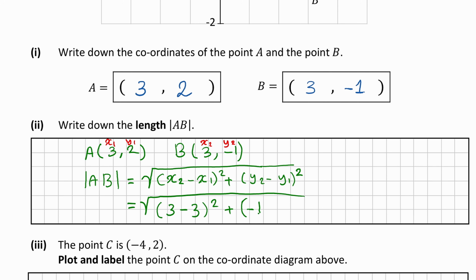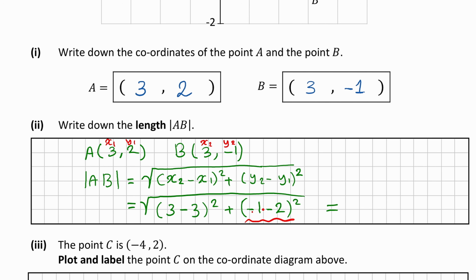And then we take away y1, which is what? Which is 2. Okay? Minus 2, also squared. And the answer here is quite simple, as you see. Why? Because we have 3 minus 3. This gives me 0. And 0 squared is also 0. So we have only this term. This term is gone here. So we have only this term.